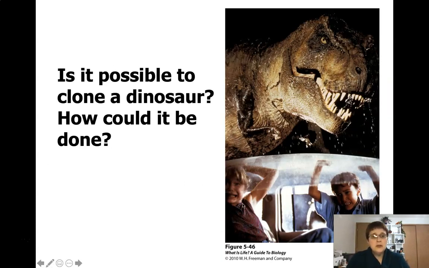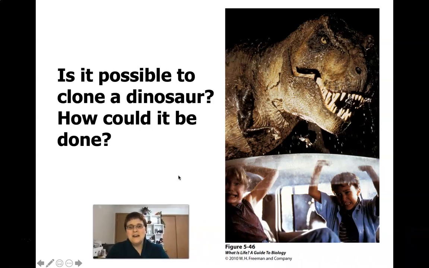Is it possible to clone a dinosaur? If you're a fan of Jurassic Park, that's what they were kind of doing in the Jurassic Park movies. So is it possible to clone a dinosaur is my first question. And my next question is, if it's possible, how do you think we could do it? What would we need to clone a dinosaur? So is it possible? No.